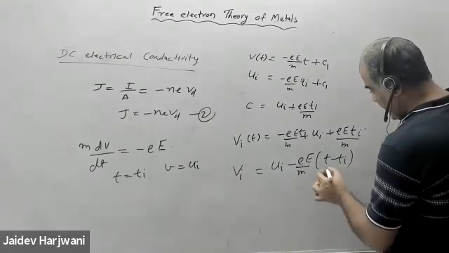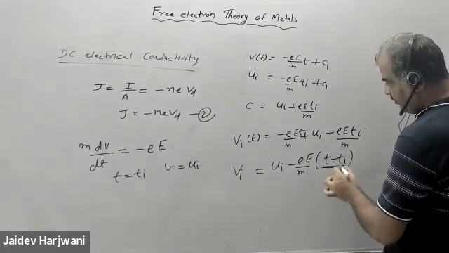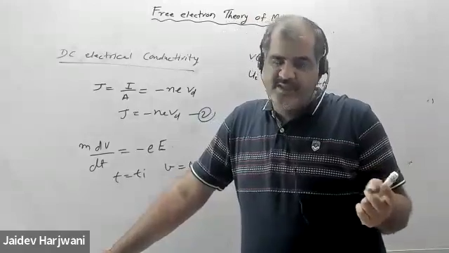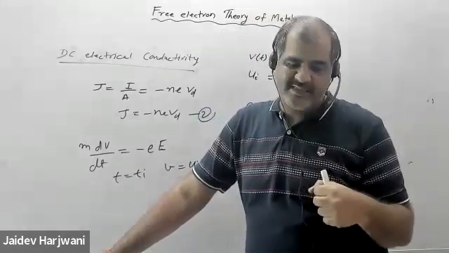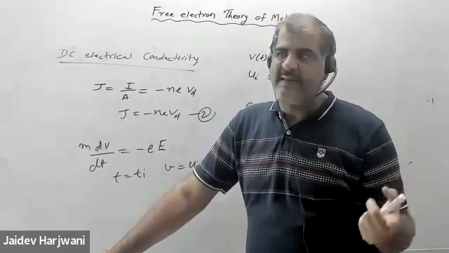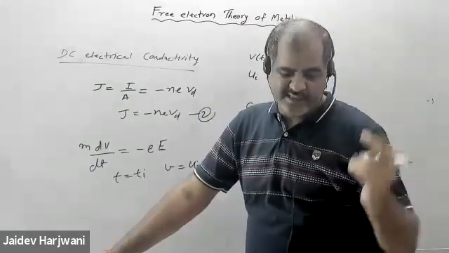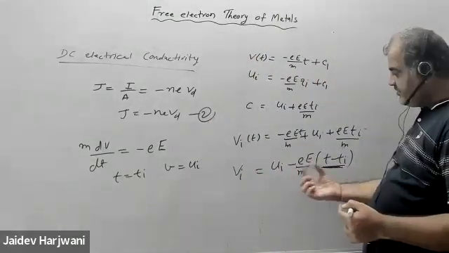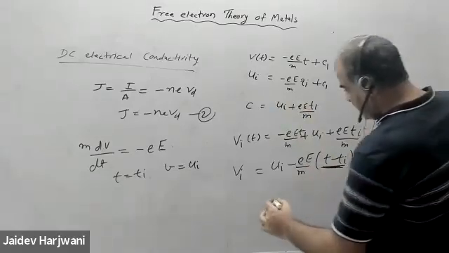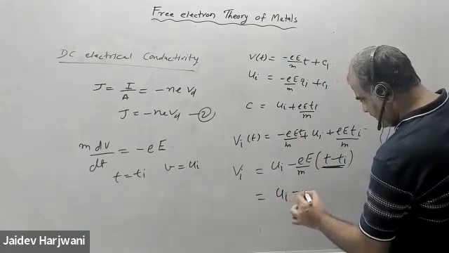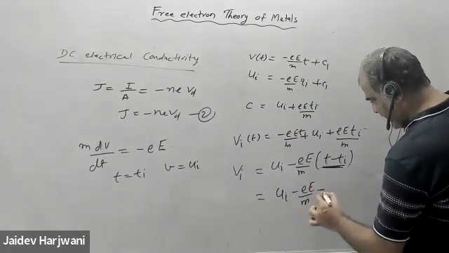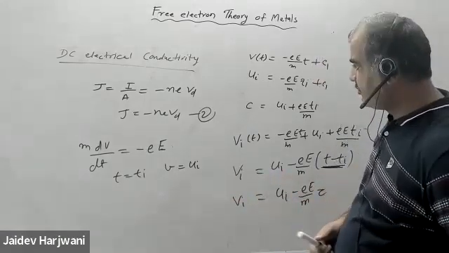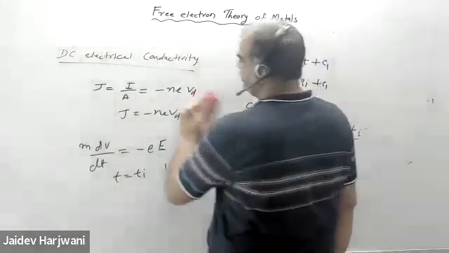Now I know that an electron only gets accelerated for the relaxation time. Some electrons have a scattering time less than the relaxation time, and some have more, but on average they have only the relaxation time, the period in which they are freely accelerated. So now I can write this as tau. This is the velocity of the ith electron. Now I want to calculate the drift velocity.